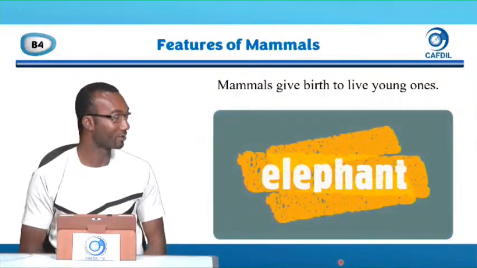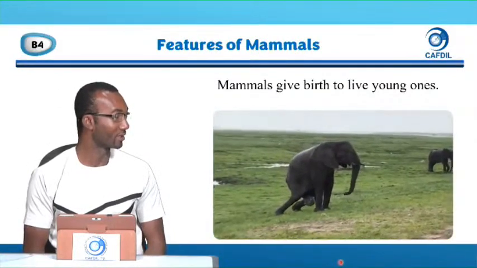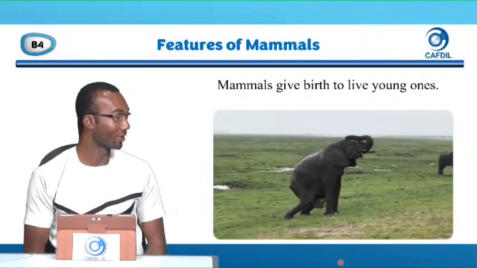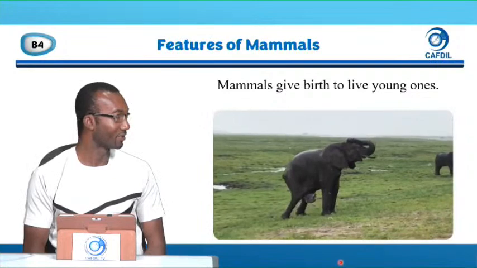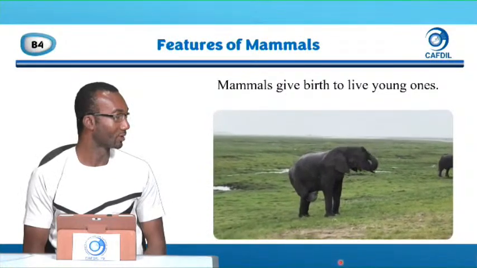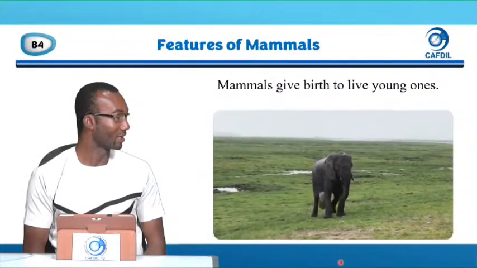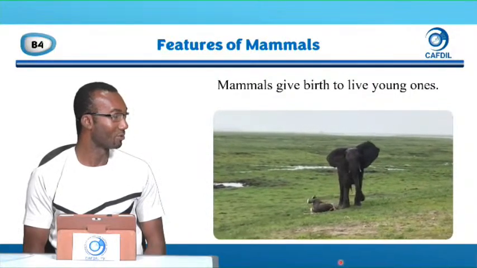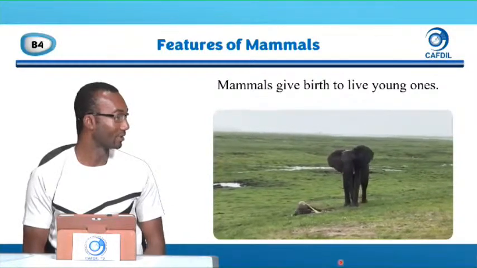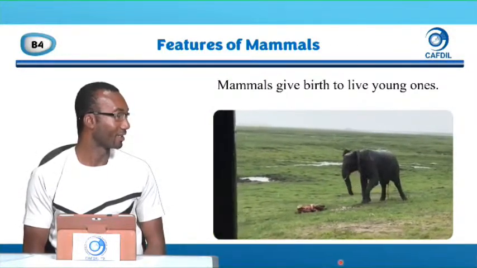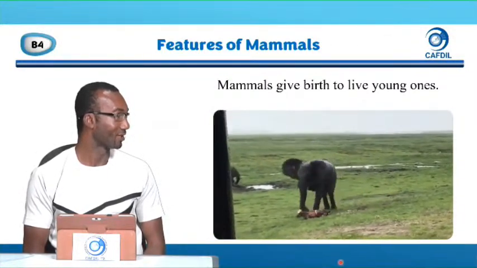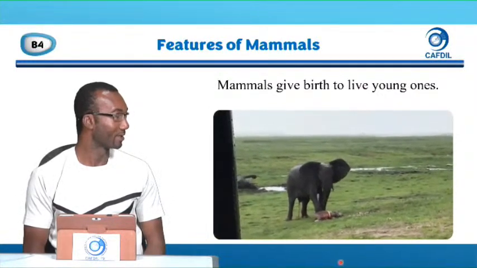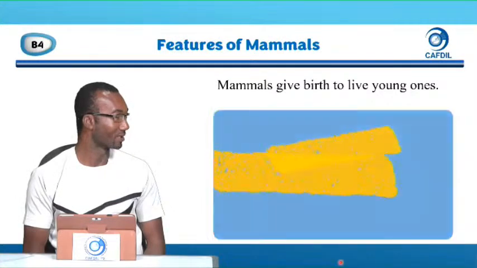Let's look at the elephant too. The elephant too is giving birth. We saw the elephant pregnant. Right now it's time for the elephant to give birth. The young one is coming out from the belly. Yes, it's out. So the elephant too has given birth. And the young elephant is alive. It's not dead, it's alive. So mammals give birth to live young ones.